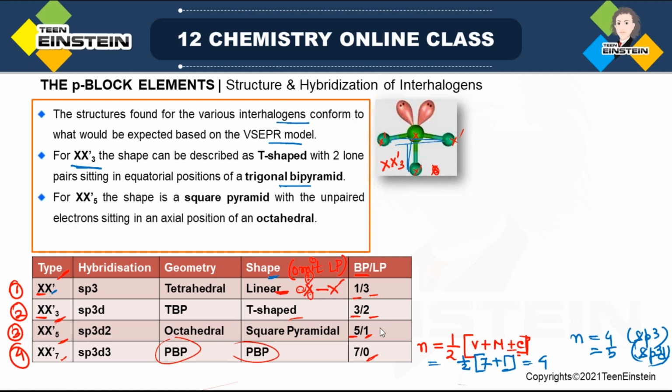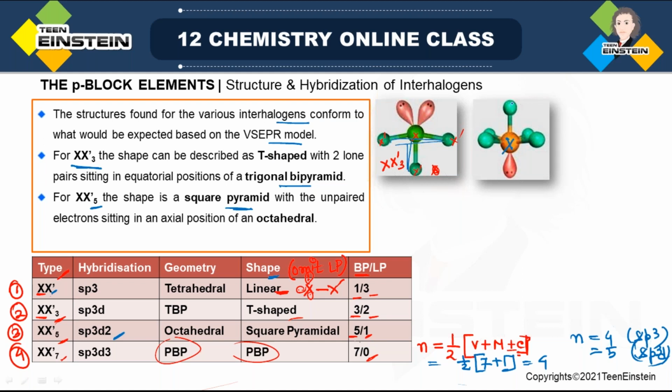Next type X prime 5. Now total how many X prime are attached? 5. But from hybridization we have seen it is sp3d2. That means total coordination sites 6. So there must be presence of one lone pair. So without the lone pair the shape will be square pyramid. See, this is the structure.